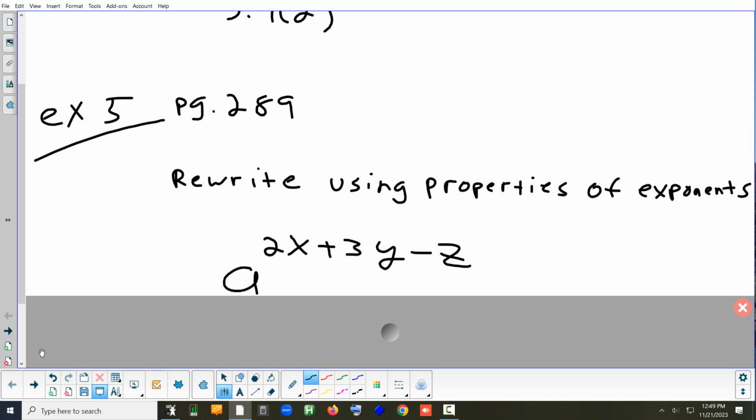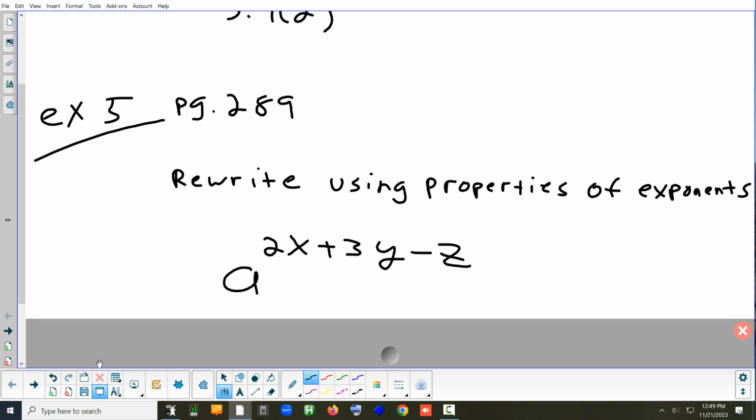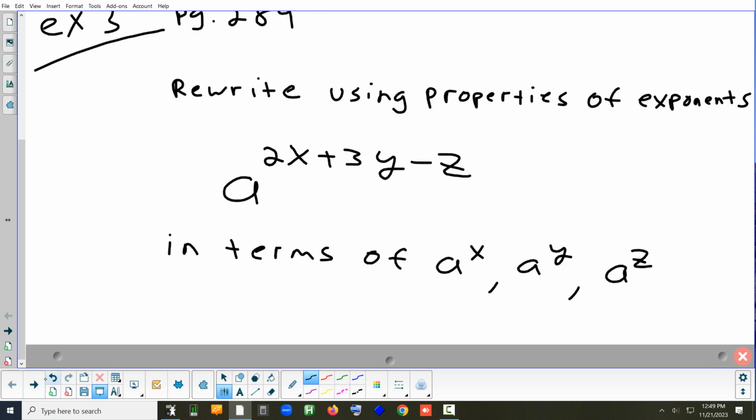So I want to rewrite that using properties of exponents. When I'm done, I don't want to have any coefficients in front of the x, the y, or the z, other than the number 1. Okay. So what we're going to do is kind of reverse how you would have gotten to this, and kind of reverse it, go backwards. So let's start with this plus.